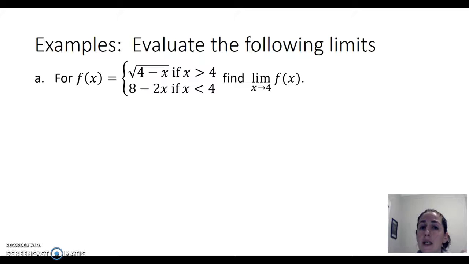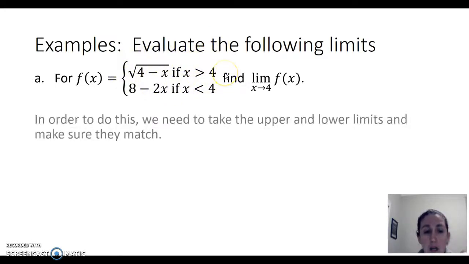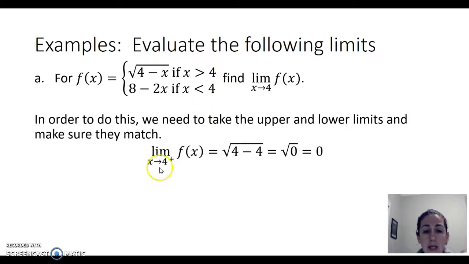So I want to know what this function is doing as x gets really, really close to 4, but from values just a little bit bigger. If x is a little bit bigger, I'm going to use this top piece right here. So to take the limit as x approaches 4 from above, I'll try direct substitution into this top piece. The square root of 4 minus 4 gives me the square root of 0, or 0.